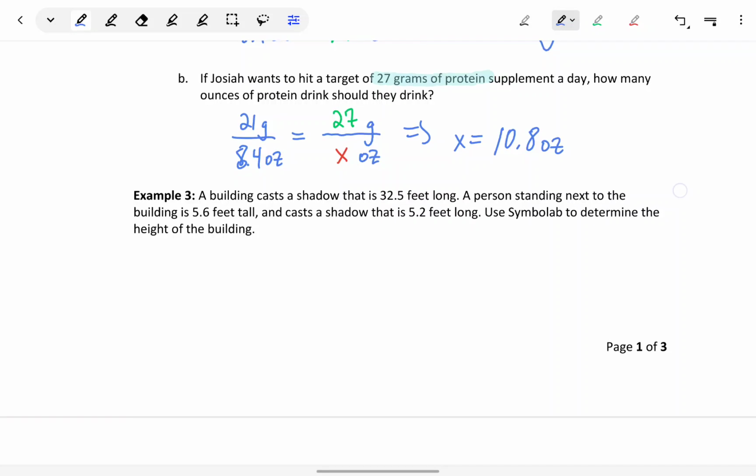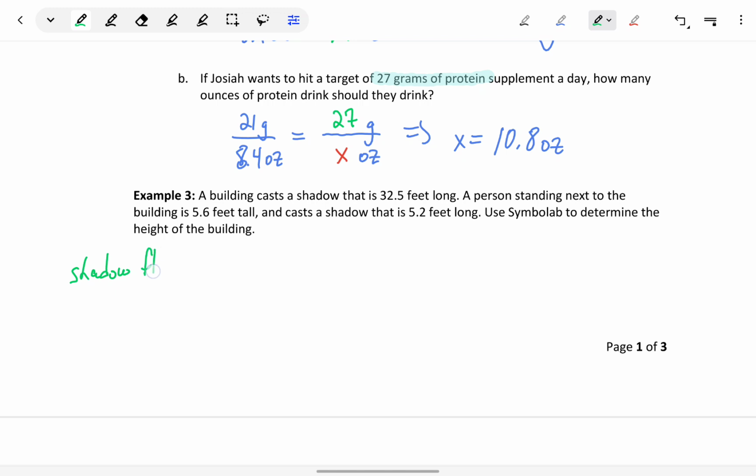In example 3, we're told that a building casts a shadow that is 32.5 feet long. A person standing next to the building is 5.6 feet tall and casts a shadow that is 5.2 feet long. We want to use Symbolab to determine the height of the building. There are two pieces of information that we're given or that we're curious about for both the building and the person in this case. And we could set this proportion up one of two ways.